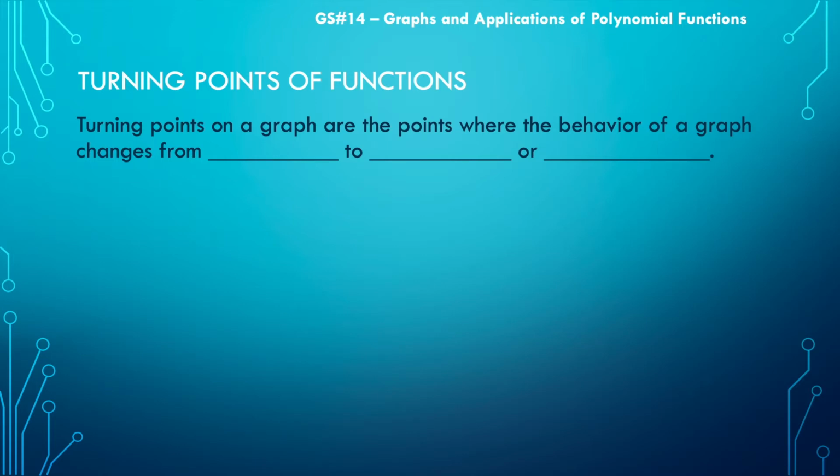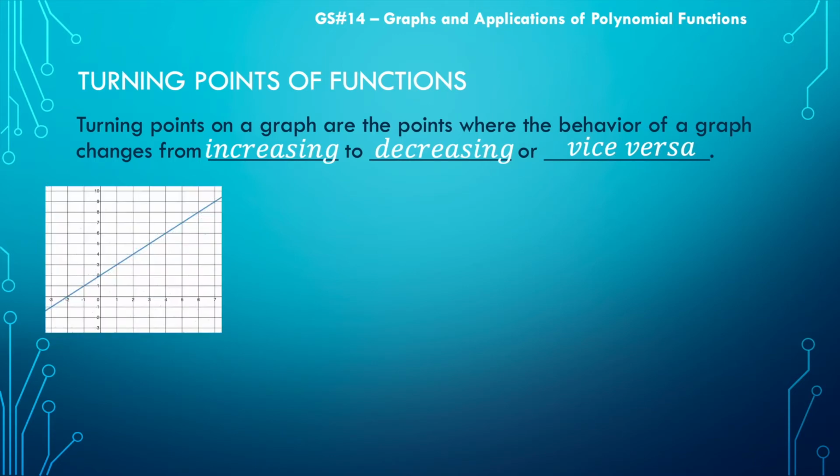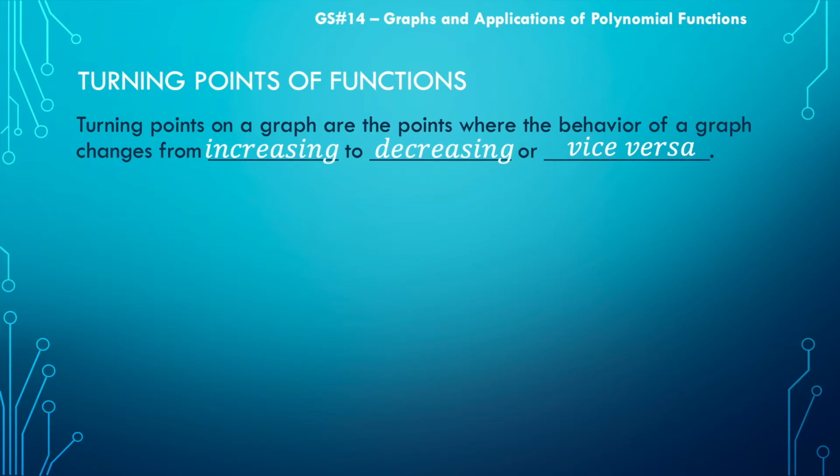A turning point is nothing more than a location or a point on a graph where the behavior changes from increasing to decreasing, or decreasing to increasing. Anytime that happens, we label that a turning point. I have some visuals here of graphs of polynomial functions that you have come in contact with before, and they're pretty well known. So let's look at them and see a pattern.